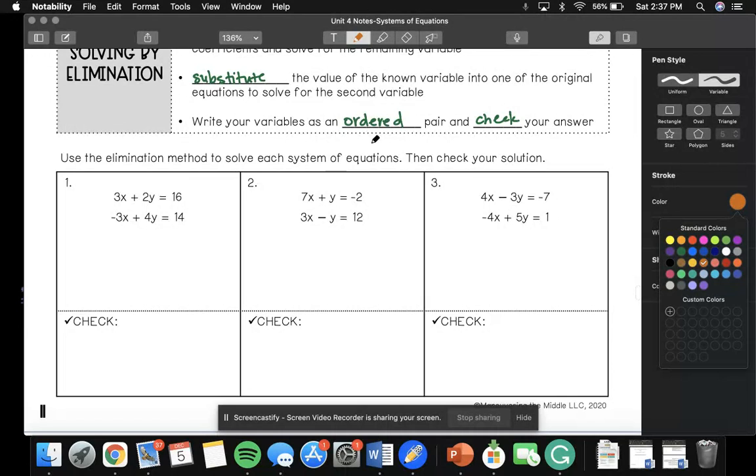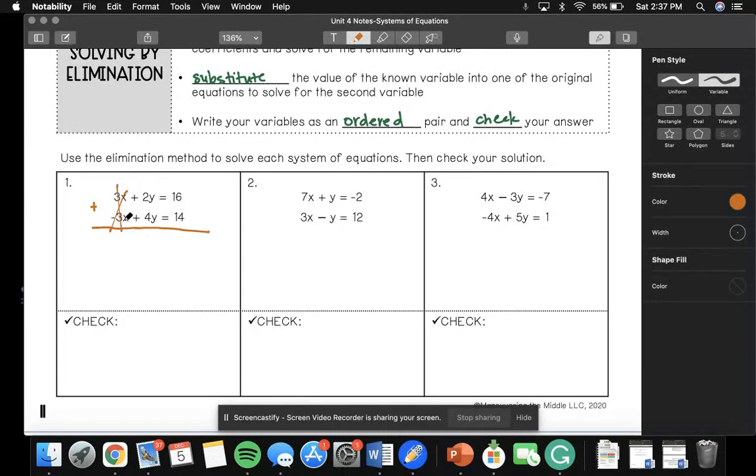I look for opposite coefficients. If I look at the 3x, the one below it is a negative 3x. So if I add those together, I know that something's going to eliminate because that would make a 0. So I'm just going to add them together. 3x with a negative 3x would eliminate, make a 0x. 2y plus 4y is 6y.